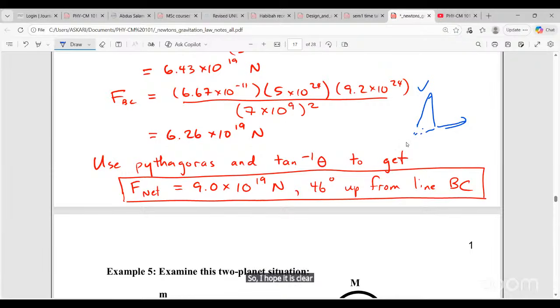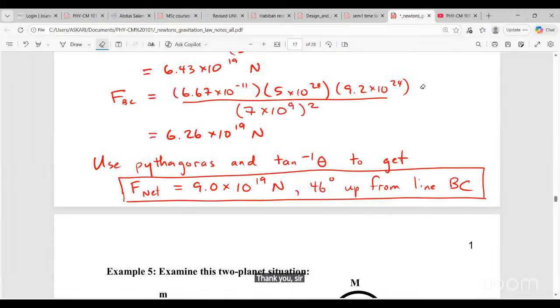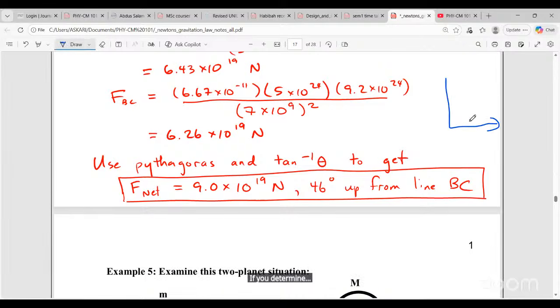Any question? Any question? Sir, where are we going to use the arctan in the question? The arctan will be used when you are trying to calculate the angle between them. If you determine, you have this FAB, FBC.